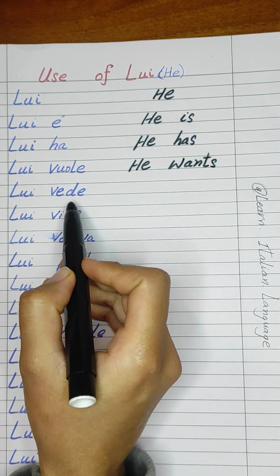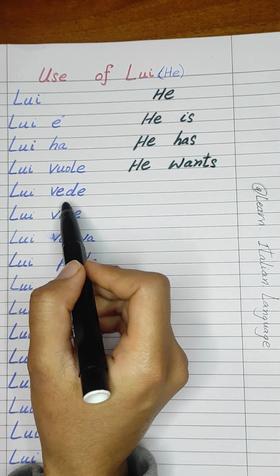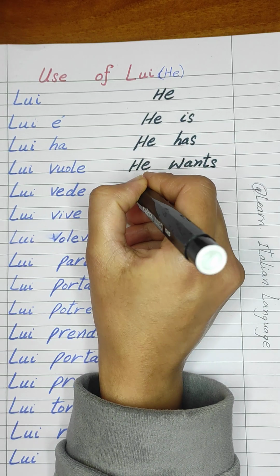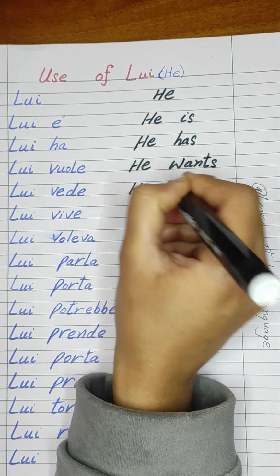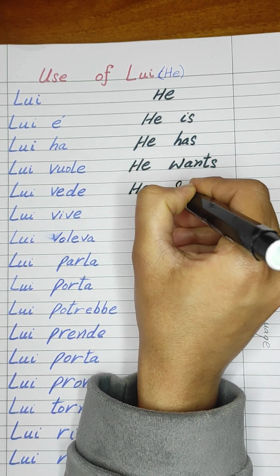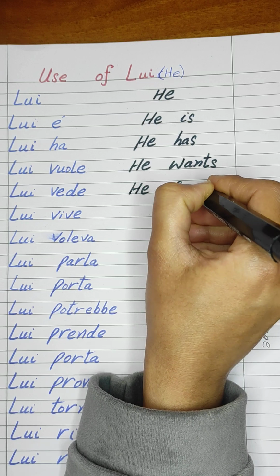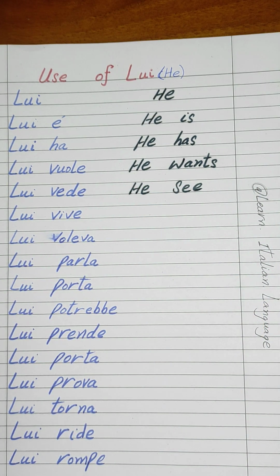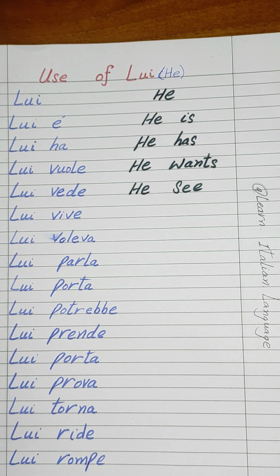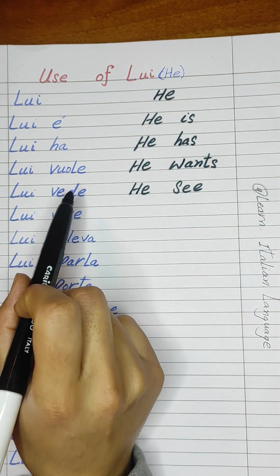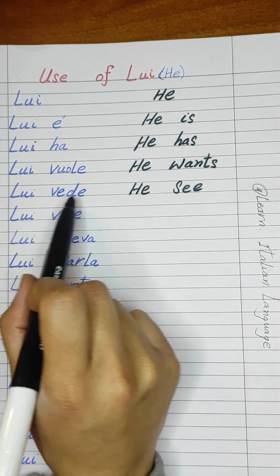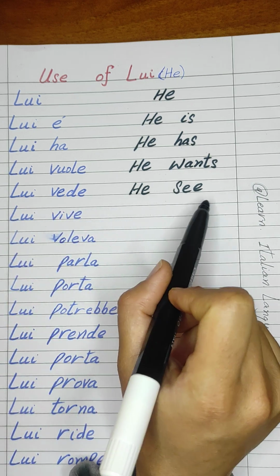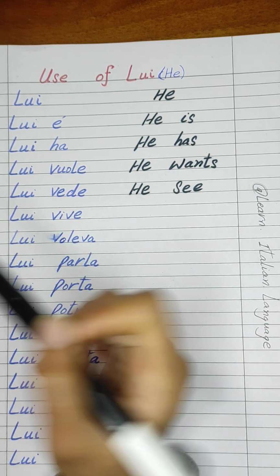Next is lui vede. Lui means he, vede means to see, or he sees. Lui vede, the word vede comes from vedere. Vedere means to see. Io vedo, tu vedi, lei lui vede. With lui we use vede. Lui vede, he sees.